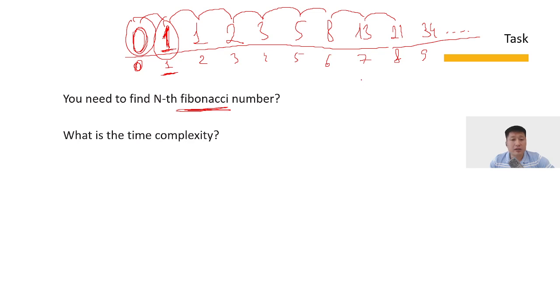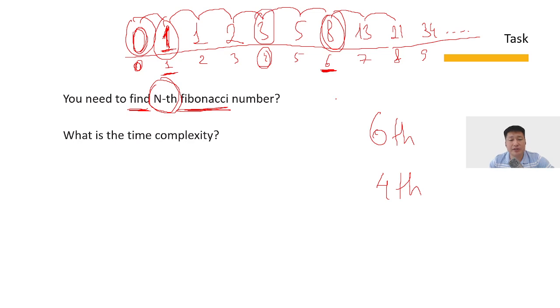So we have to build an algorithm which finds the nth Fibonacci number. For example, if somebody asks what is the 6th Fibonacci number, you have to say the 6th Fibonacci number is 8. If somebody asks what is the 4th Fibonacci number, you say the 4th Fibonacci number is equal to 3. Okay.